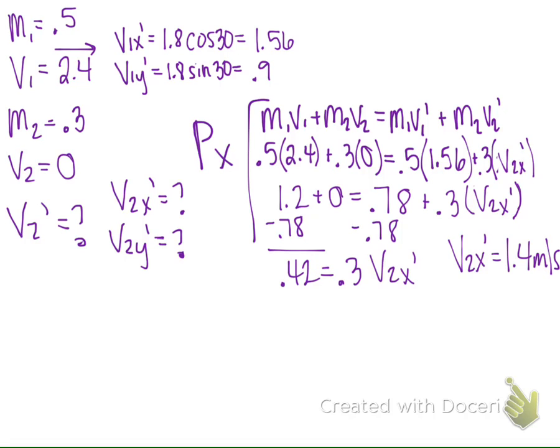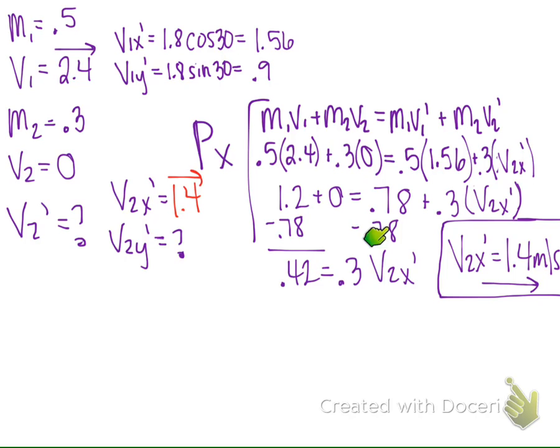Okay, and since it comes out positive, we know it's going in which direction? To the right. All right, since that's what we chose to be the positive direction the first time. So we've got one of our components there. v sub 2 x prime we now know equals 1.4, and it's to the right. Okay. So now we need to solve for our y direction, our momentum in the y direction.